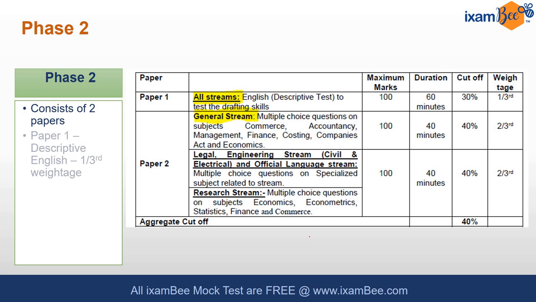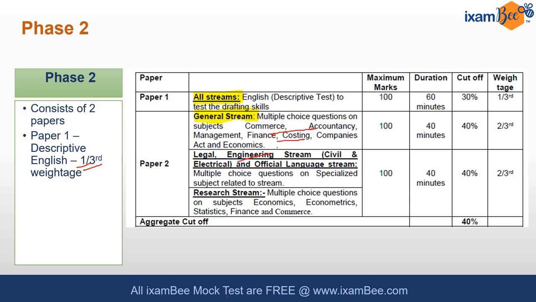Now Phase 2 consists of 2 papers. English descriptive, which is 1/3 of the weightage. So you have to learn how to write. And remember, this is a test of English writing. People start thinking about how much technical knowledge they should have. The technical knowledge which you will get from studying these 6 topics will be good enough.